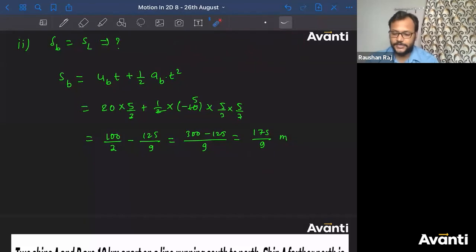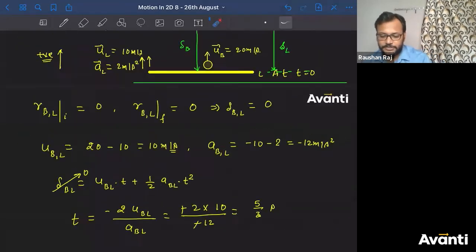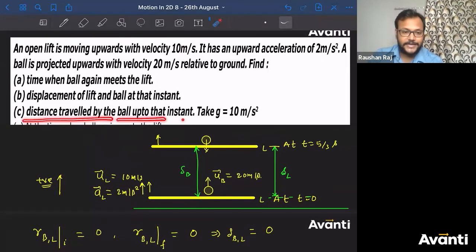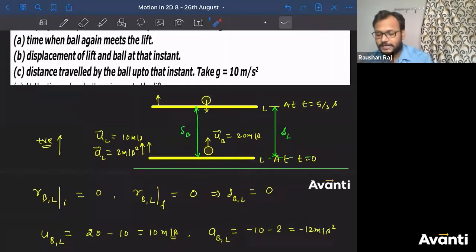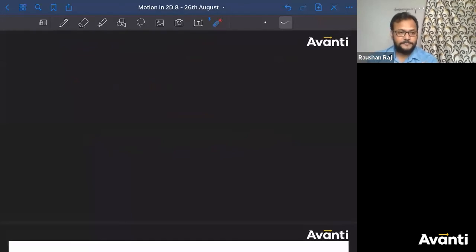All right, guys. Now let us move on to the third question. What is the third question? Distance traveled by the ball up to that instant. Now here you have to analyze a little bit. First you have to find the distance, so you have to figure out how the ball is going to move.